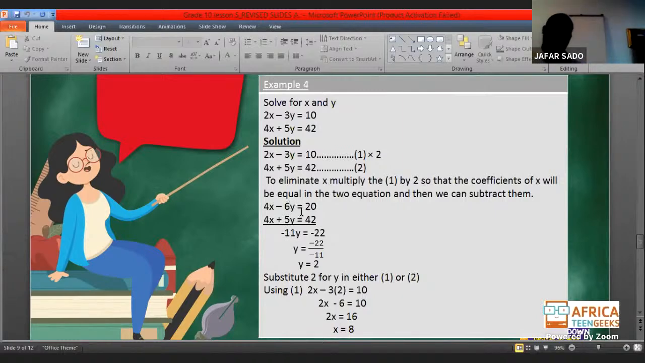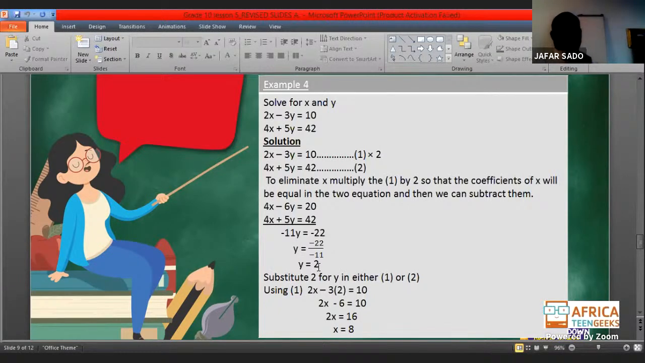So by y, I get negative 11y. And then 20 minus 42. 20 minus 42 gives you negative 22. All right, so we're going to have negative 11y equals negative 22. And then your y equals, divide both sides by negative 11. Then we're going to have y equals 2. Right, so y equals 2.